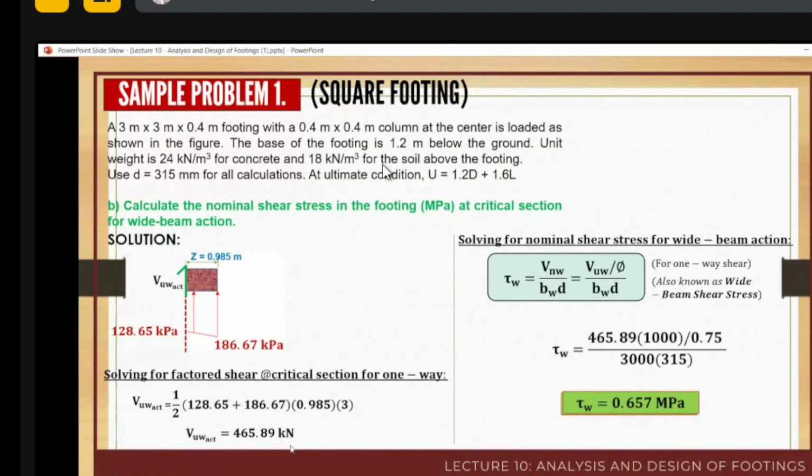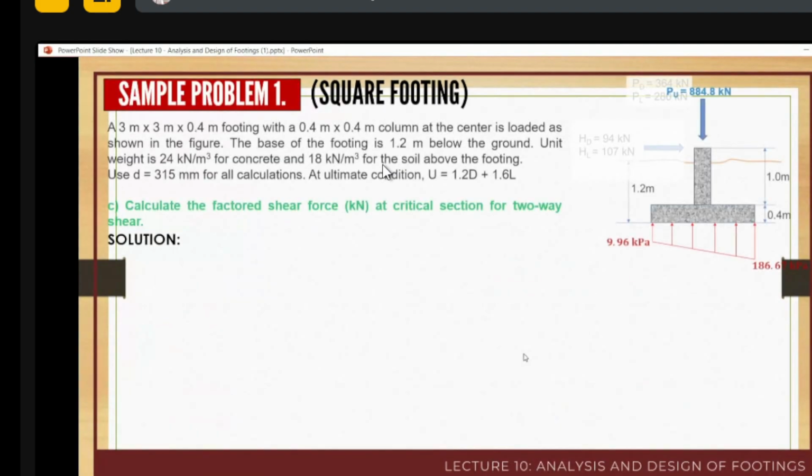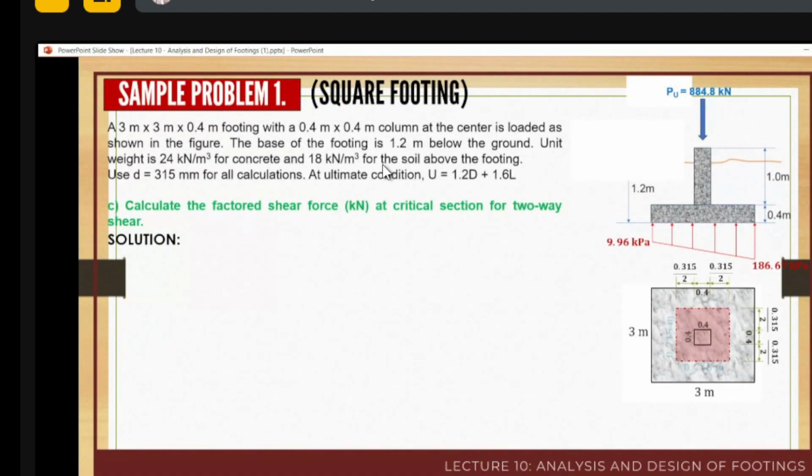O 65.89 para mahiyo siya Newton. And that you'll have a unit of MPa. So, for the nominal shear stress, it's 0.657 MPa, using this formula. So, di kalimutan na ang formula ang shear stress, nominal shear stress formula.